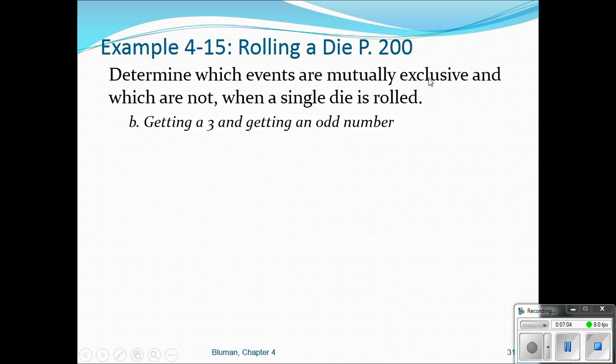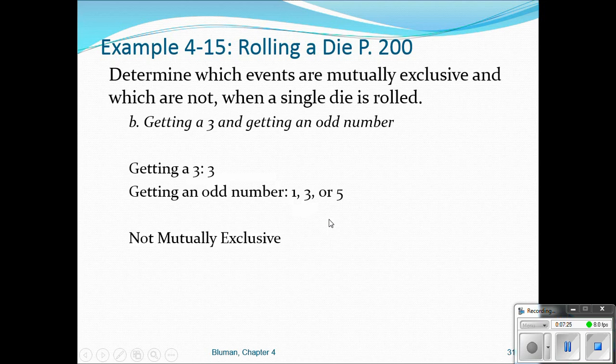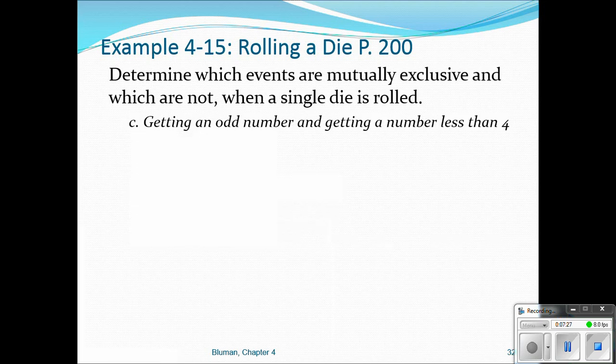Determine which events are mutually exclusive in the following: getting a 3 and getting an odd number. So if we look at what's the sample space for getting a 3, it's only one number, getting a 3. What's the sample space for getting an odd number? It's 1, 3, or 5. Are there any of these that are the same? Yes, obviously 3 and 3. So those are not mutually exclusive events.